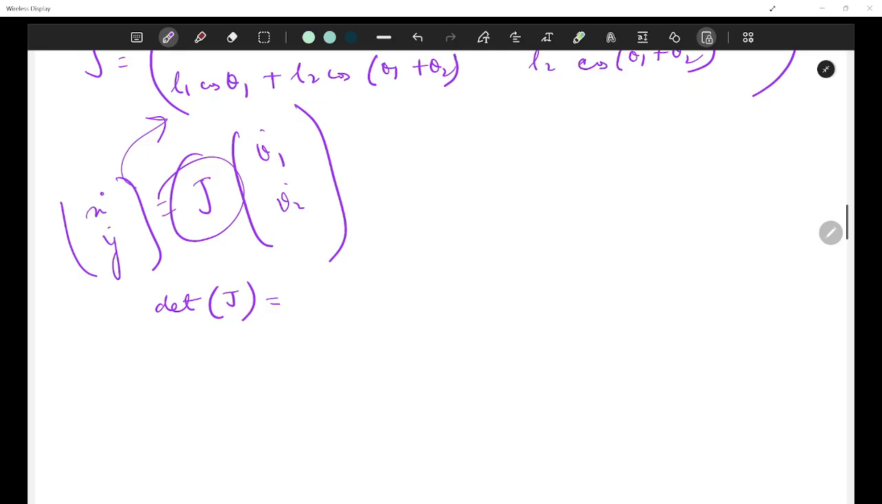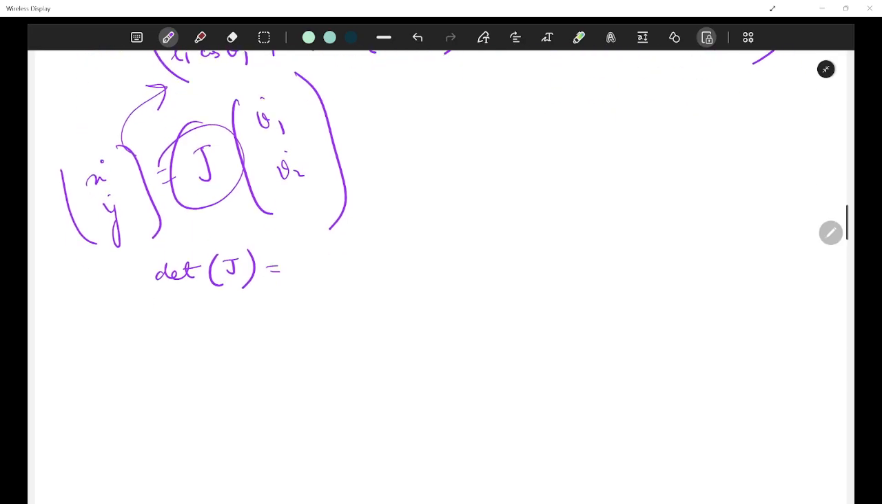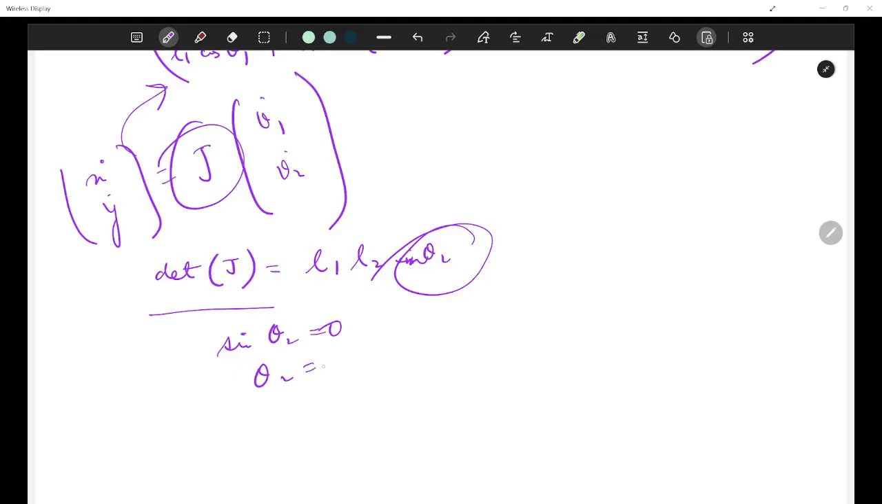determinant of J after solving everything, it would be very simplified and would just be L1 L2 sine theta 2. So you can see the determinant of the Jacobian only depends on L1, L2 and theta 2. Now L1 and L2 can never be 0, it is a fixed quantity and a constant. But this angle theta 2 actually has an effect. If sine theta 2 is 0, the determinant of J would be 0, which makes the configuration singular. For this, theta 2 has to be either 0 or pi.